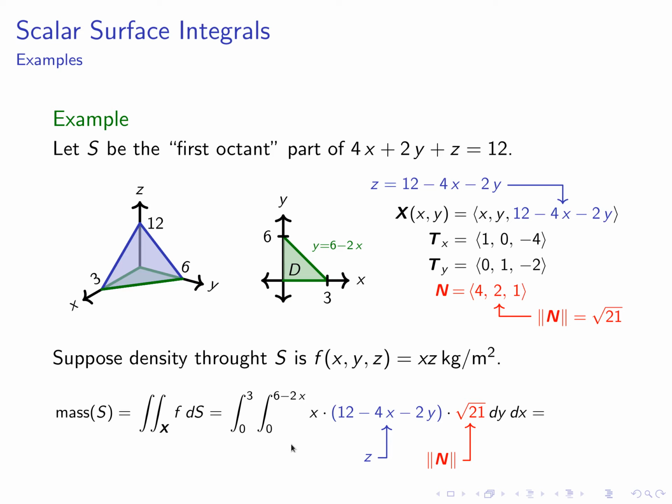Now we're left with an ordinary double integral that we can integrate dy dx, and when I did the calculus, I ended up with 27 times root 21, and the units after taking this scalar surface integral are kilograms, because the density was measured in kilograms per meter squared.